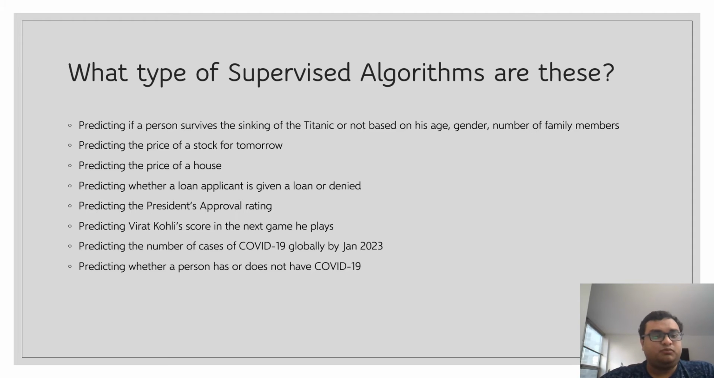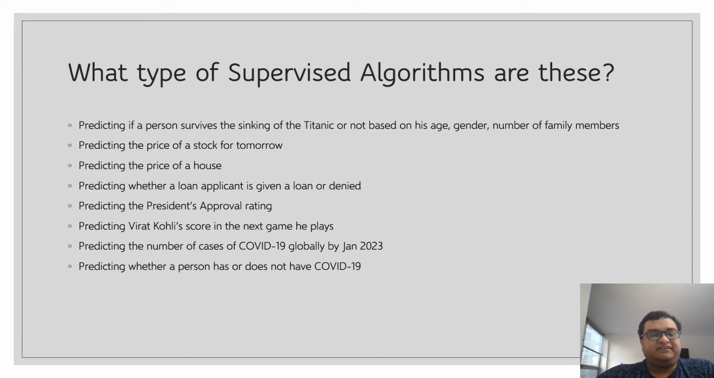Predicting the president's approval rating. This is a numerical value, so that's why it is regression. Predicting Virat Kohli's score in the next game he plays. This again is numerical, so it's regression. Predicting the number of cases of COVID-19 globally by January 2021.